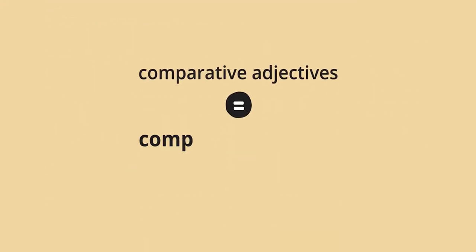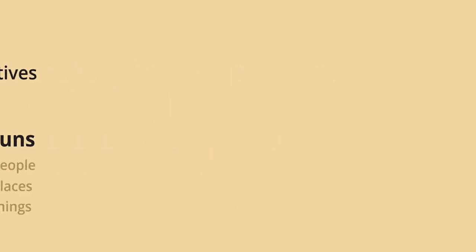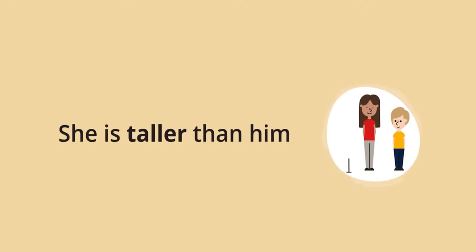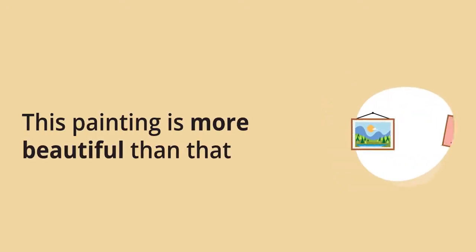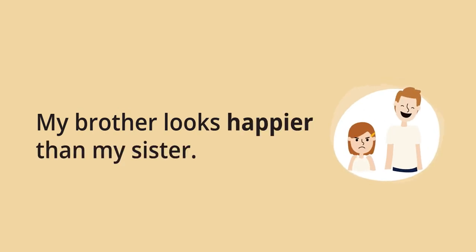We use comparative adjectives to compare two people, places, or things. Comparative adjectives tell us how one noun is different from the other. For example, she is taller than him. This painting is more beautiful than that painting. My brother looks happier than my sister.